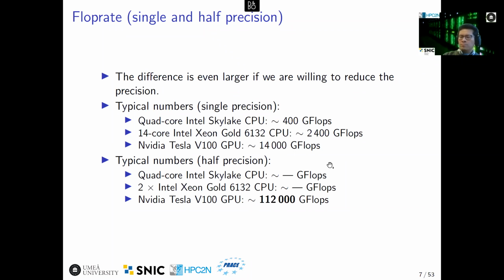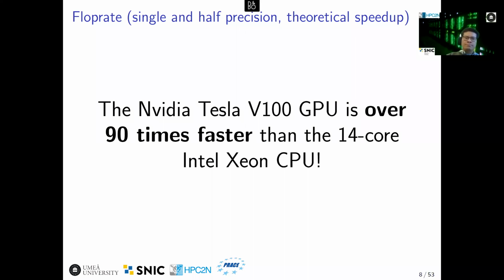And of course, if we are willing to reduce the precision, then the difference will be even larger, because on the CPUs, when you go from double precision to single precision, you more or less double the performance. But on the V100 GPU, if you're willing to go to half precision, then you will get this theoretical figure of 112 teraflops of computing power. So if you're interested in something that only requires half precision, let's say some AI applications, then the V100 would be on paper 90 times faster than the 14-core Intel Xeon CPU.